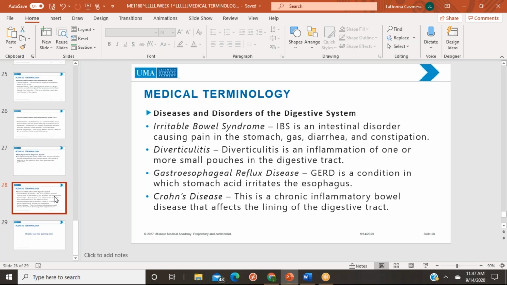Diverticulitis is an inflammation of one or more small pouches in the digestive tract. All right, gastroesophageal reflux disease, which is also known as GERD. It's a condition in which the stomach acid irritates the esophagus. And last but not least, Crohn's disease. This is a chronic inflammatory bowel disease that affects the lining of the digestive tract.